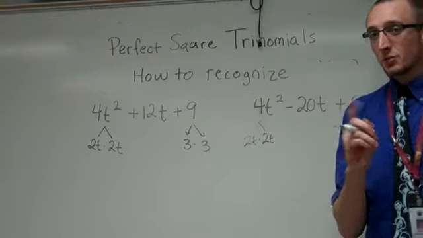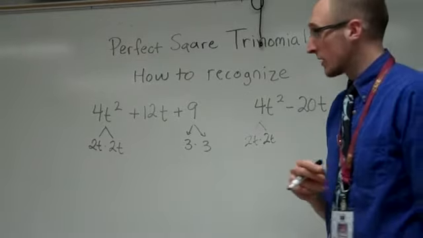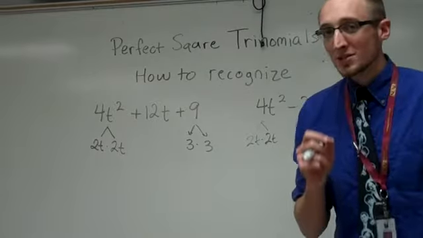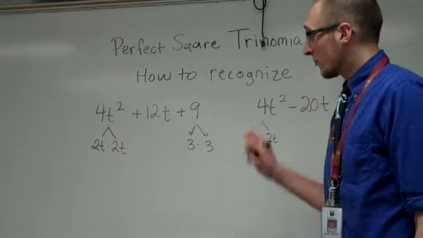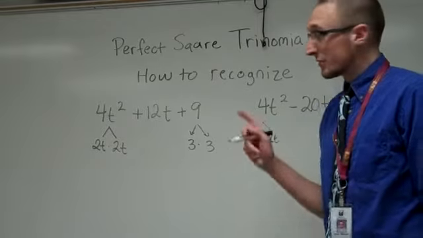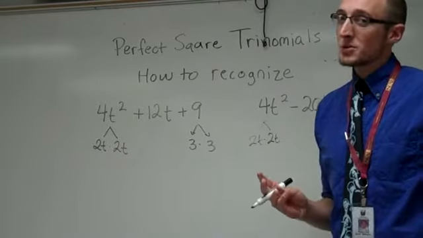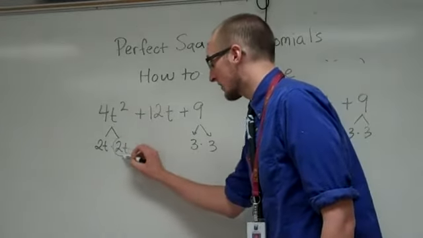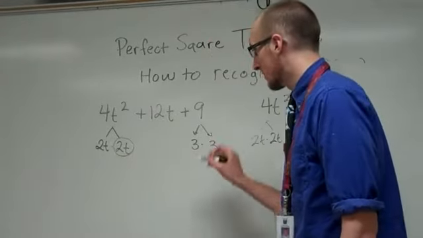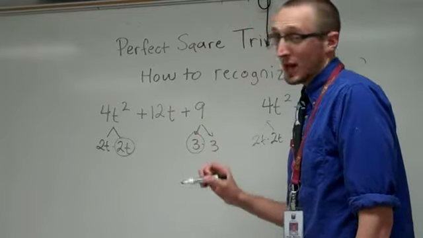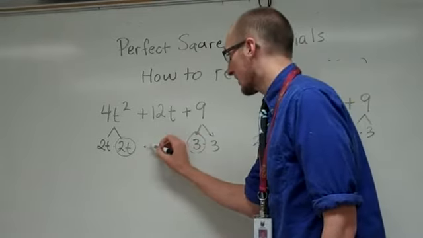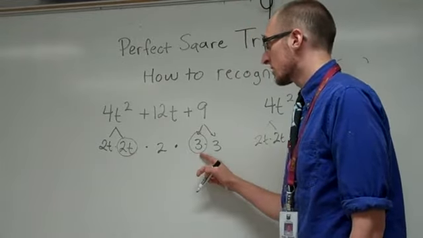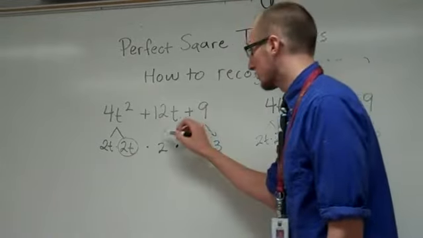However, there's a second requirement, and this is the most important requirement. The middle term must be twice the product of one factor from the first term and one factor from the third term. Sounds complicated, but it's actually not. Basically what that means is if you take one of the factors from the first term, and one of the factors from the last term, and multiply it by 2, so 2t times 2 times 3, that has to equal the middle term.